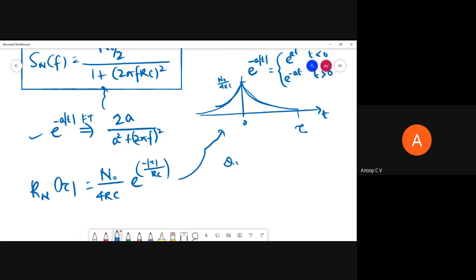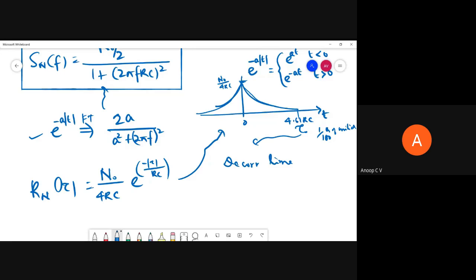Decorrelation time is the time instance at which the magnitude of the autocorrelation function falls to less than 1%. So if the initial value is n naught by 4RC, the time when it becomes 1 by 100th of the initial value is called the decorrelation time. That is equal to 4.61 RC. The decorrelation time is 4.61 RC.